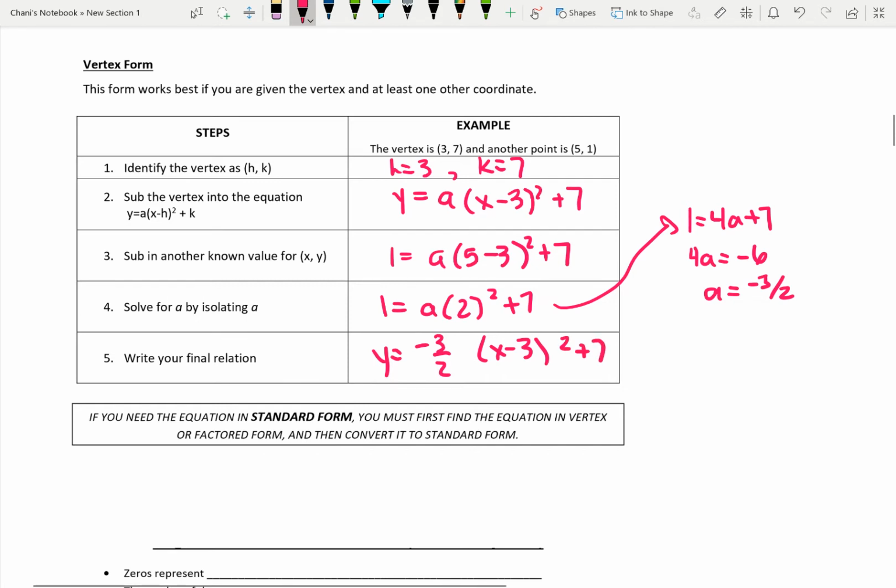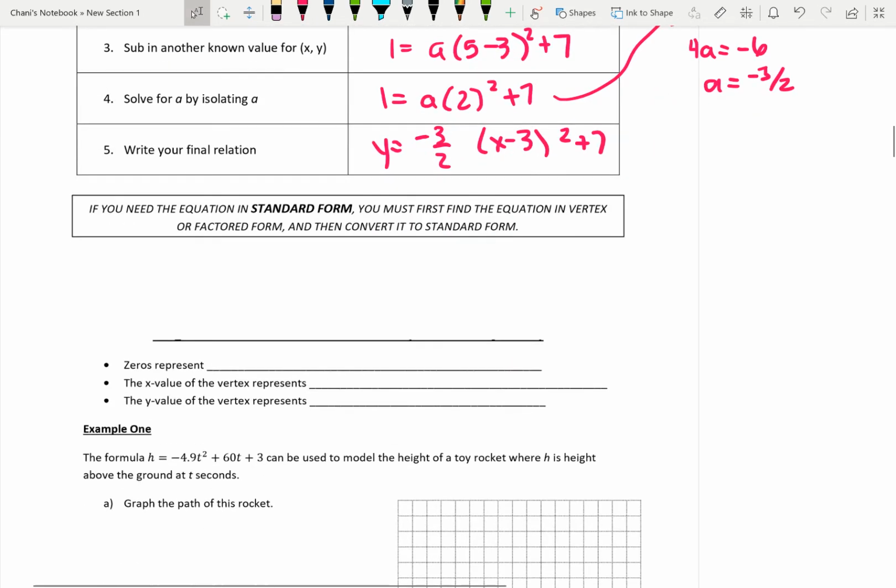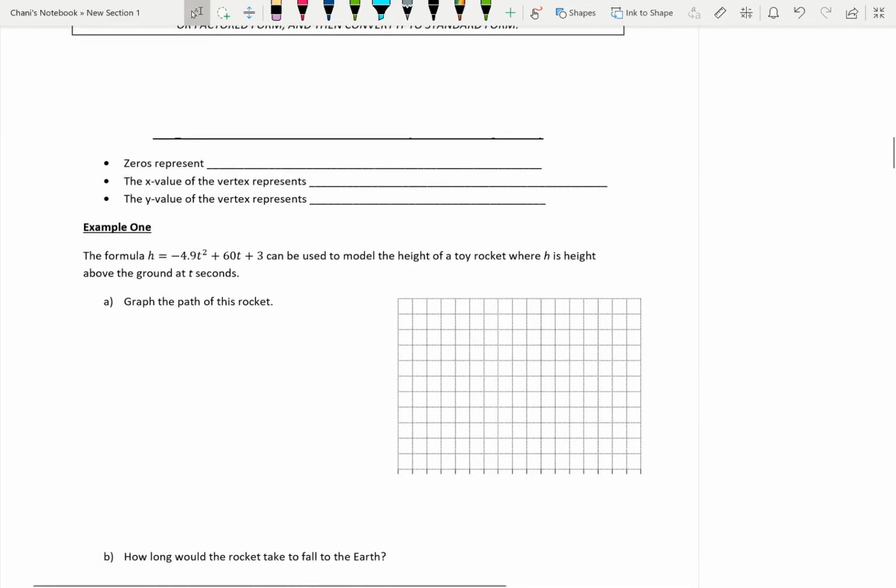Okay, if you need the equation in standard form, you must first find it in vertex or factored form and then convert it. So now we get on to height versus time, or height versus horizontal distance. So this is the path of projectiles. So things like rockets, kicking a ball, throwing a stone, anything like that. So in this case, the zeros represent when the object, so the stone, the ball, the rocket, hits the ground.